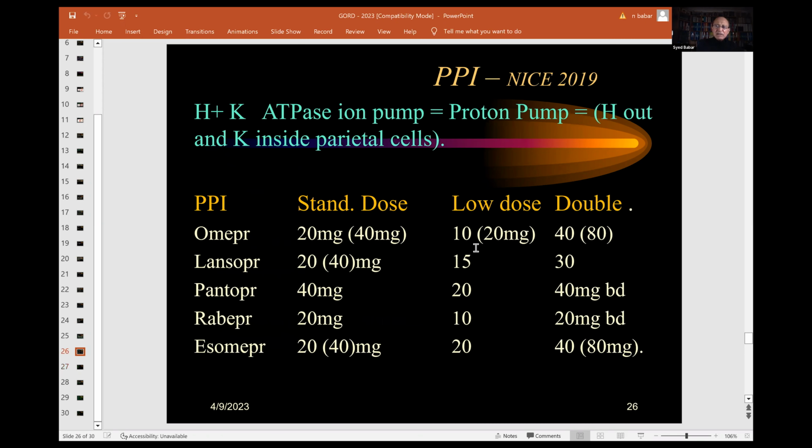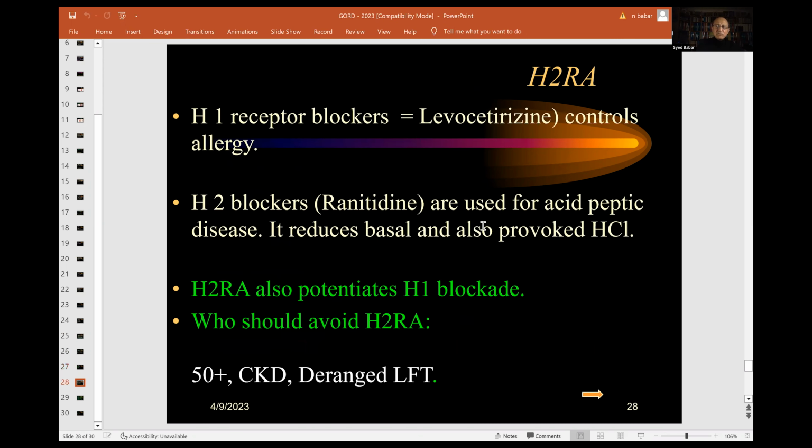Histamine 2 receptor antagonist. Example of histamine 1, which prevents allergic reaction, that means the increased inflammatory and edematous change suddenly produced, which is the H1 histamine 1. Example is levocetirizine. So it controls allergy. The example of histamine 2 blocker is ranitidine.